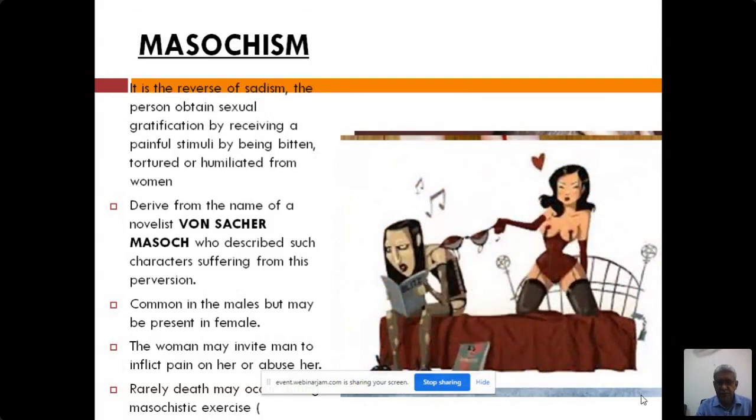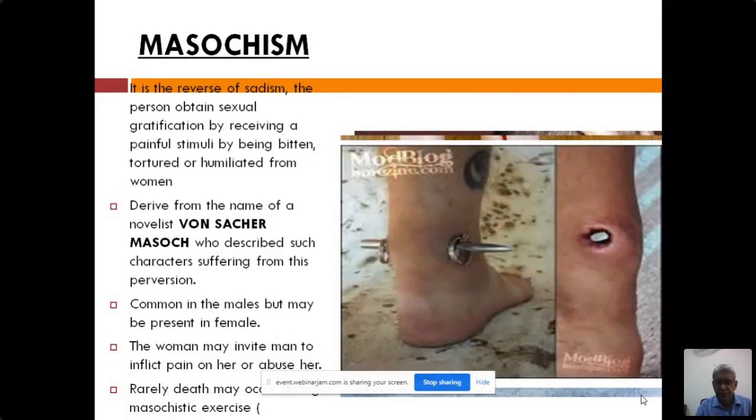This is an example of inviting a calm husband by disturbing him in different ways so that the result is a quarrel or fighting between the two persons. Again, this is an example where the person gets gratification by sustaining injuries from different instruments.